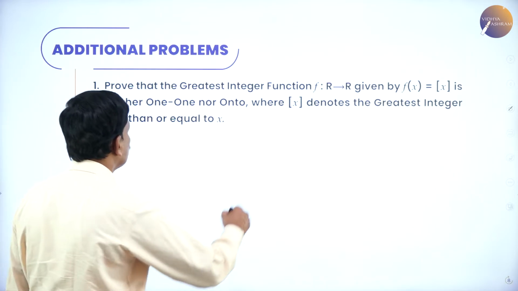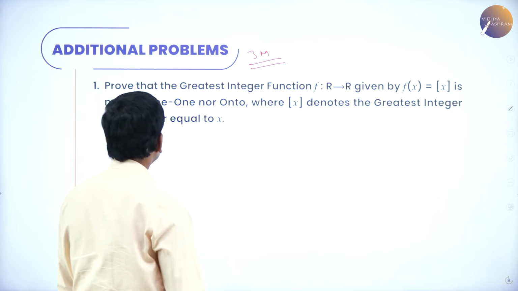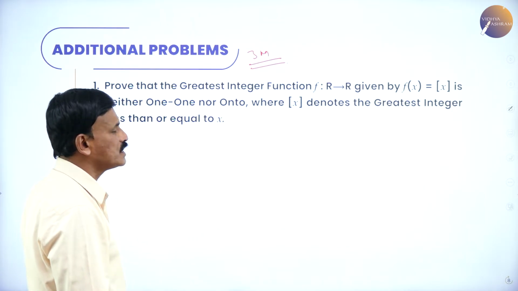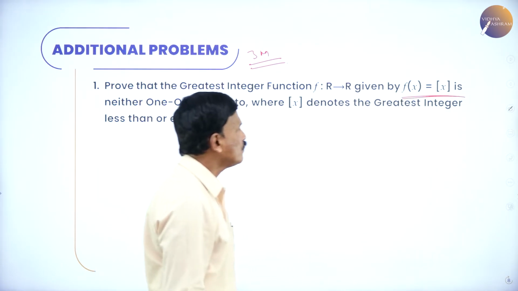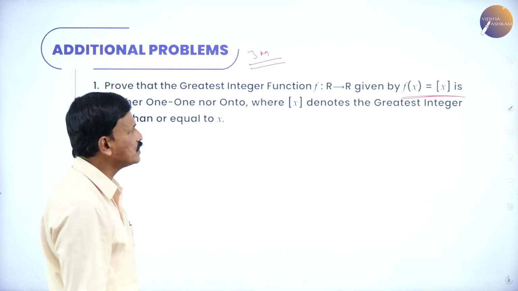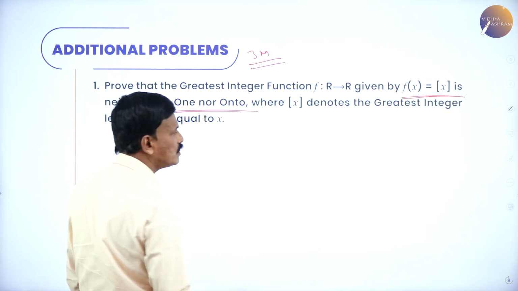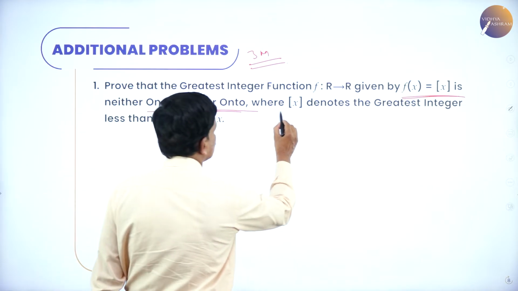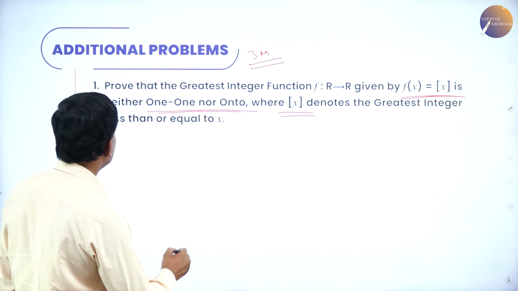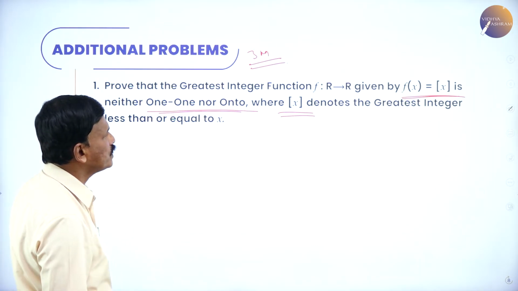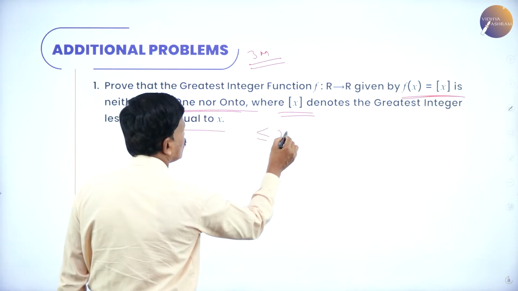This is an important problem for 3 marks. Prove that the greatest integer function f from R to R given by f of x is equal to the greatest integer of x is neither a one-one function nor an onto function, where [x] denotes the greatest integer less than or equal to x.